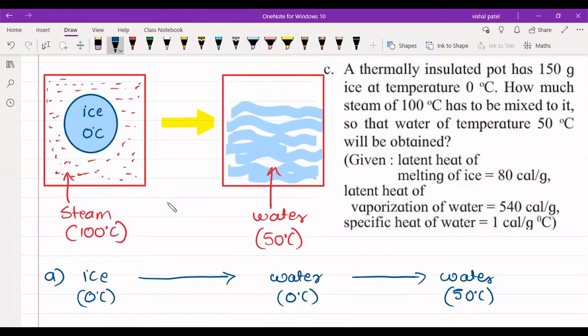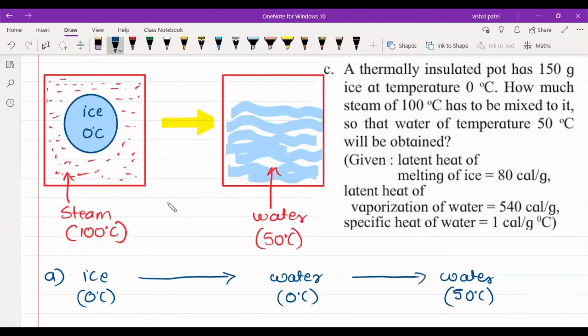All of you read the question. In a container, I'm taking ice in which I'm passing steam. That is the first diagram. I've shown ice in the form of a circle at 0 degrees Celsius, and into the container I'm passing steam at 100 degrees Celsius. And we know that when steam is passed over ice, the ice will start melting and steam will start converting to water.